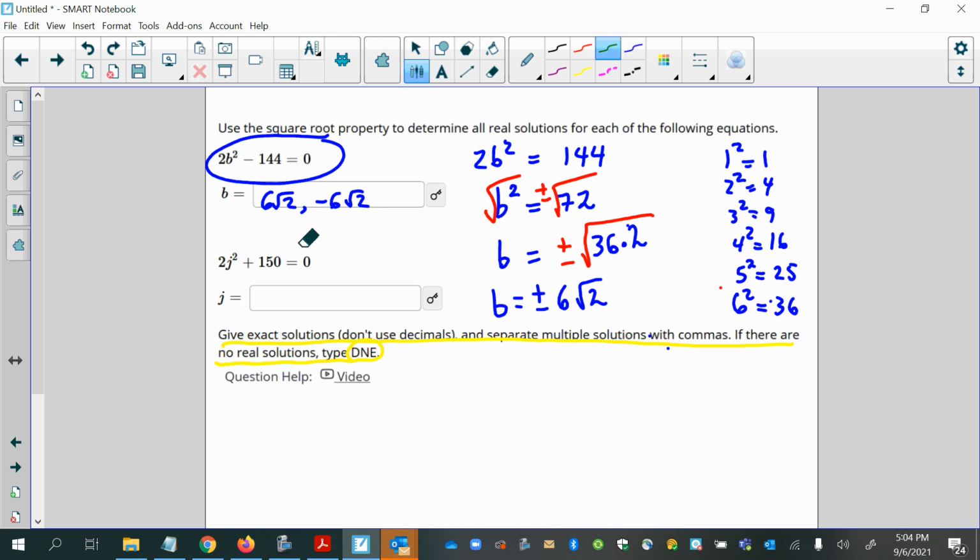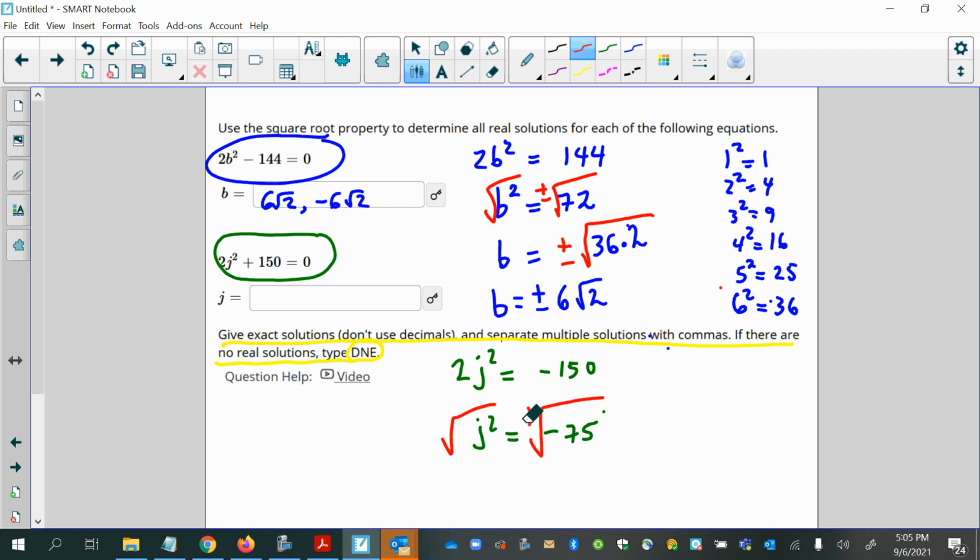For the second part, again, we're going to start by moving the constant term to the other side of the equal sign. So I'm going to subtract 150 on both sides to get 2 times j squared equals negative 150. Then dividing by 2 on both sides to get j squared alone, I get j squared equals negative 75. Now taking the square root of both sides, and not forgetting my plus minus, I realize right away that my answer here is going to be does not exist because I have a negative underneath an even root symbol.